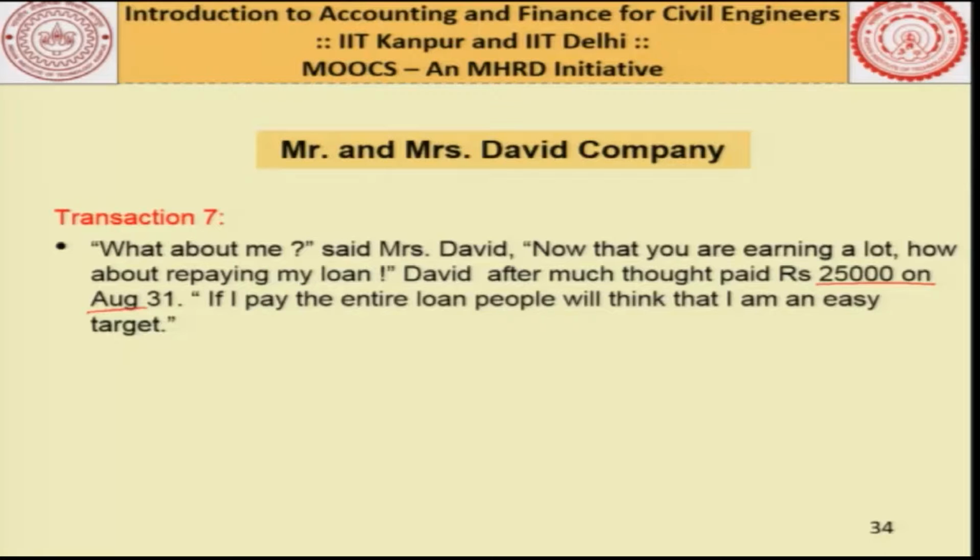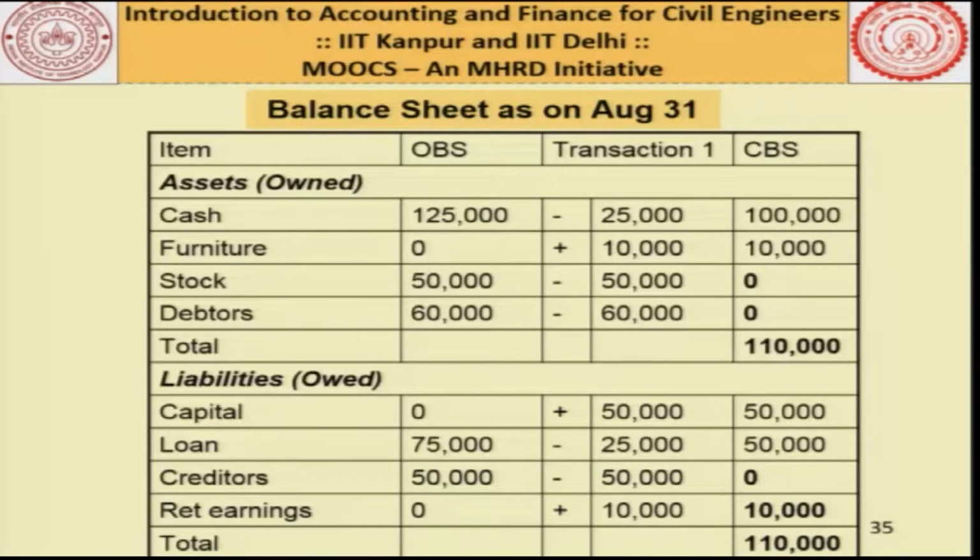How will it affect the balance sheet? You can see here, cash will further come down from 125,000 because 25,000 is being repaid to Mrs. David. So the total cash now remaining is 100,000 for the company. Furniture no change, stock no change, debtors no change. So this is coming out to be 110,000. Now you can see the loan amount has come down. 75,000 it was initially, now it has come down to 50,000. Capital still 50,000, creditors nil, right? Retained earnings no change, so total is 110,000. So this is the balance sheet as on August 31st, right?